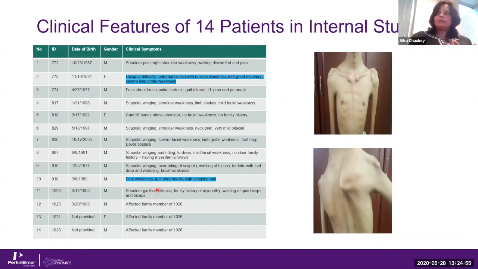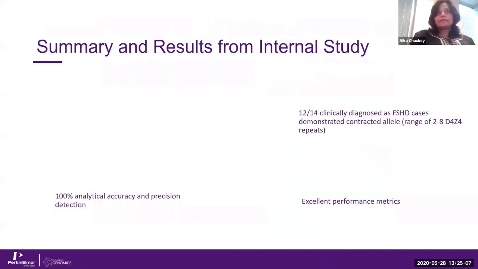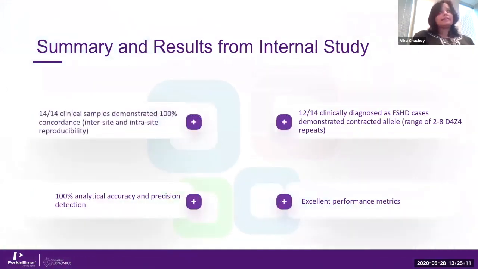So we were able to get these clinical samples and then perform the internal study on this whole genome optical mapping technology. And we were able to accurately give a genetic diagnosis. So our summary and results from our internal study is that, first of all, 14 out of 14 clinical samples demonstrated 100% concordance.